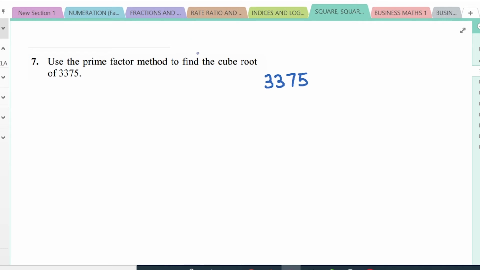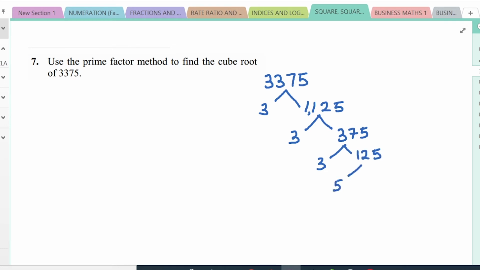Use the prime factor method to find the cube root of 3375. So that's 3375 right there. We shall divide this by a prime number like 3. When you divide that by 3, we have 1125. If we continue to divide that by 3, we shall end up with 375. Divide that by 3. There we have 125.